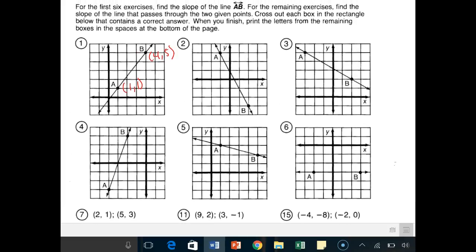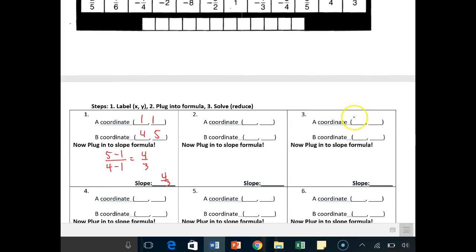I'm going to skip 2. Number 3, to get to A, I have to move left 1, 2, 3 times, so negative 3, and up 1, 2, 3, 4, 5, so negative 3, comma 5. And to get to B, I have to move right twice, 1, 2, and up twice, 1, 2, so 2, comma 2. So go to number 3 and say negative 3, comma 5, and 2, comma 2. So do 2 minus 5 over 2 minus negative 3, which gives you negative 3 over 5. There's your slope, negative 3 over 5.